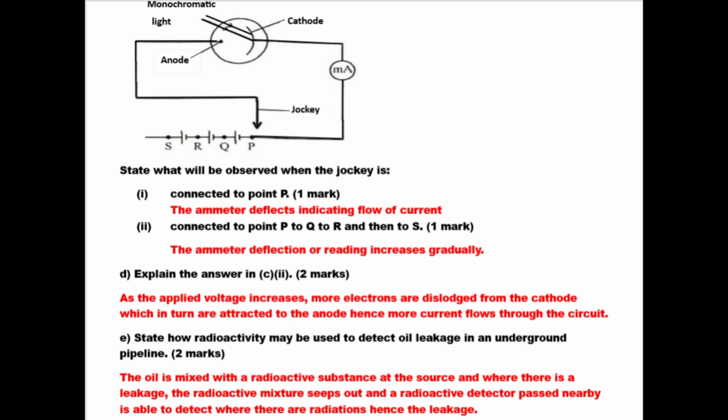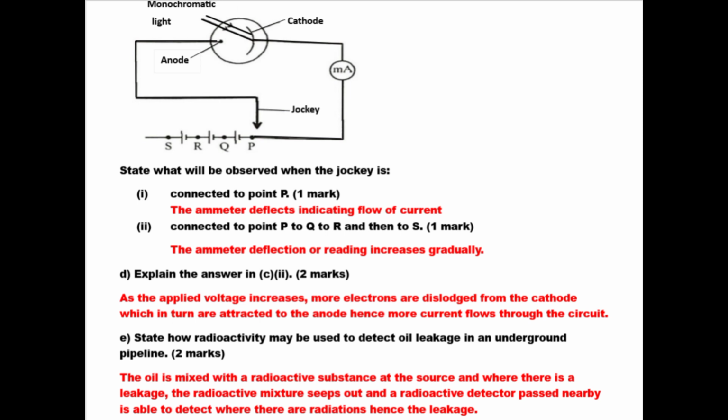In other words, you mix the oil with a radioactive substance, and then as the oil moves through the pipe, in case there is a place where there is a leakage, the radioactive substance will seep out through that leakage point. And if you pass a detector, e.g. a GM tube or a Geiger tube nearby, then you're able to detect the radioactive substance that is seeping out through the crack. In other words, you're able to detect where there is a crack.